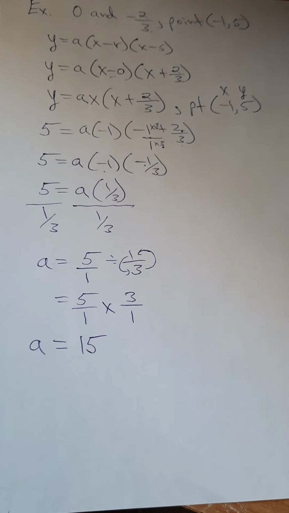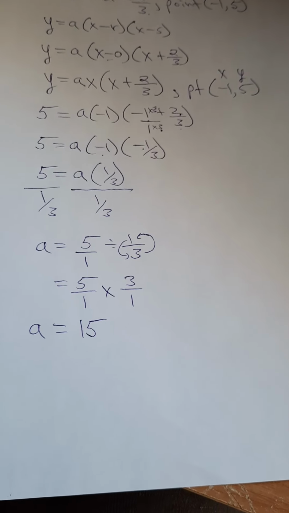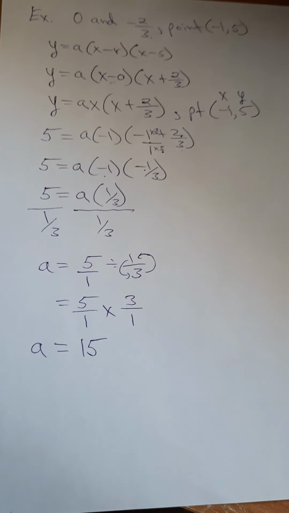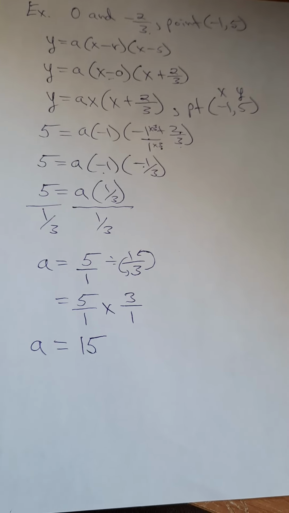So the reason I'm showing all the steps here is so you know where we're getting the actual value from for a. Again, remember the value for a doesn't have to be a whole number, like we're getting in this case. It can also just be a fraction as well.